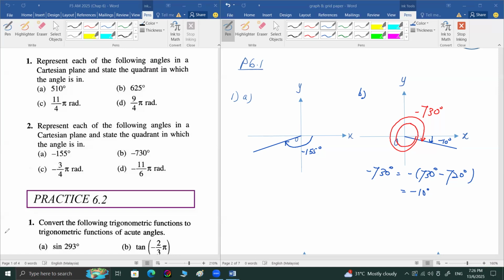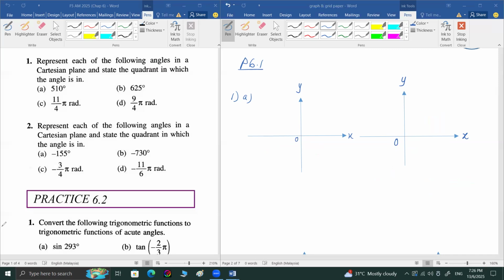Okay, checking your answer, class. I just show you the answer only. For the rest, if you can't get how to calculate all this, you ask me.